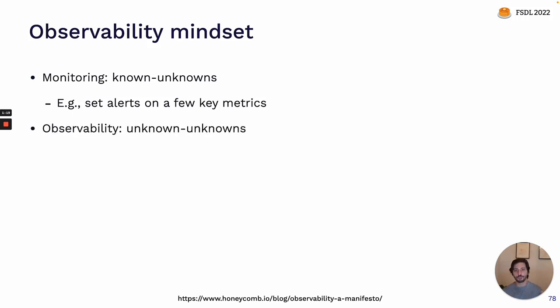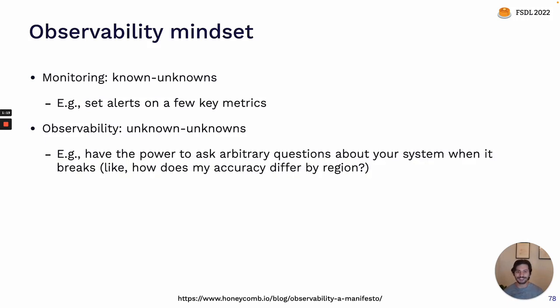On the other hand, observability is about measuring the unknown unknowns. It's about having the power to ask arbitrary questions about your system when it breaks. For example, how does my accuracy break out across all of the different regions that I'm considering? What is my distribution drift for each of my features? These are not signals that you would necessarily set alerts on, because you don't have any reason to believe they are going to cause problems in the future. But when you're in the mode of debugging, being able to look at these things is really helpful.